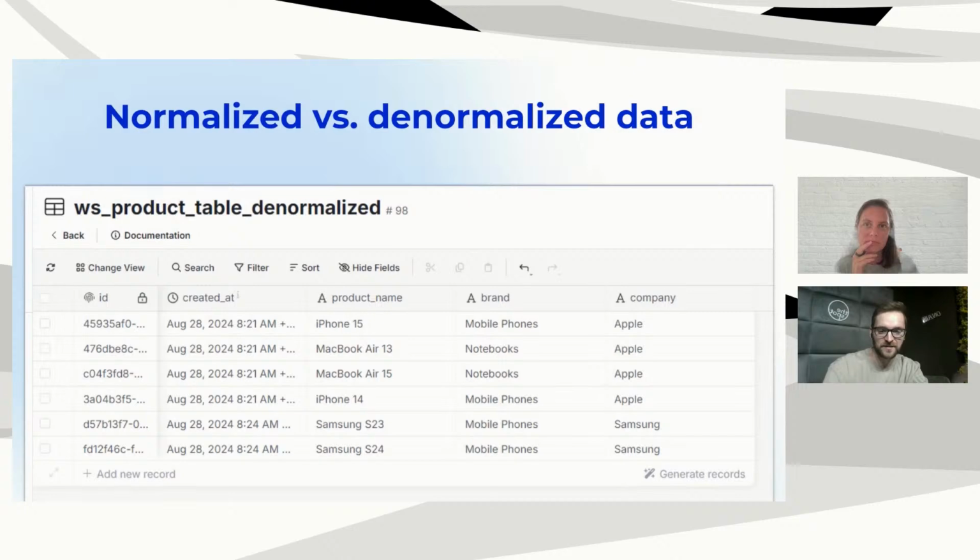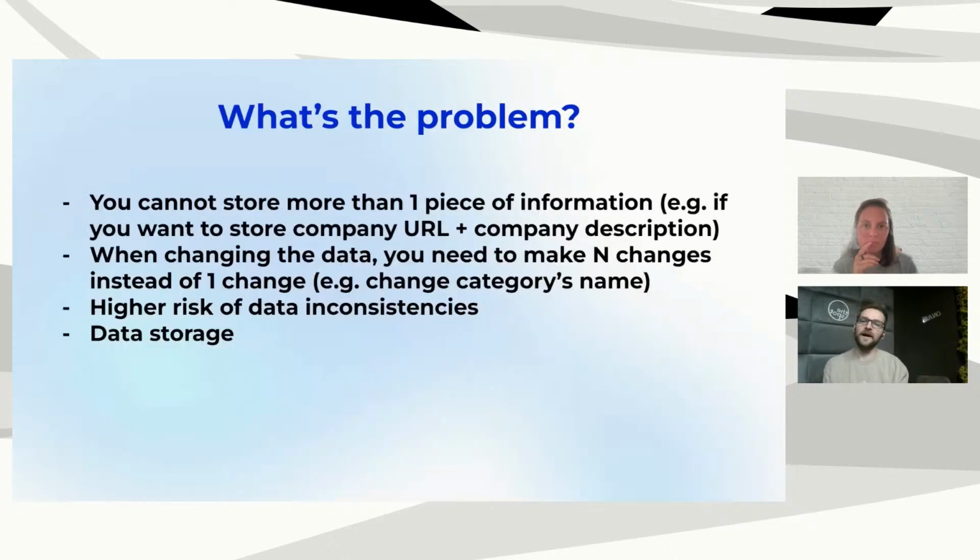Product has some brand, and product was supposed to have a category, and product has a company. So this is what is called denormalized data. You basically put all the information in one table. And let me explain why this approach is actually a problem.